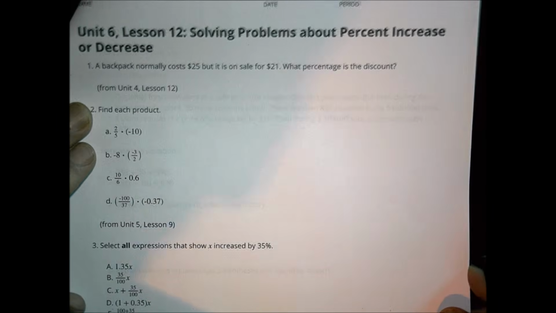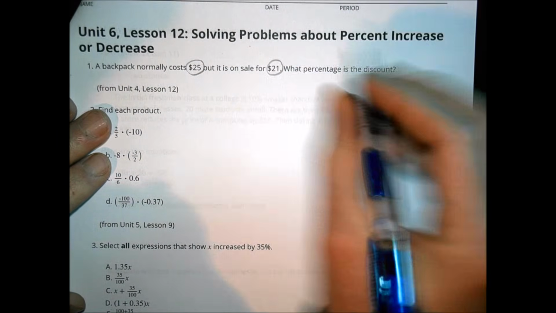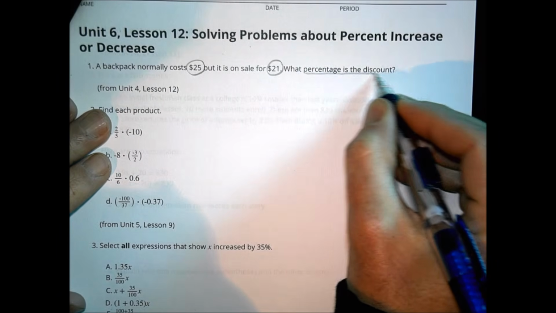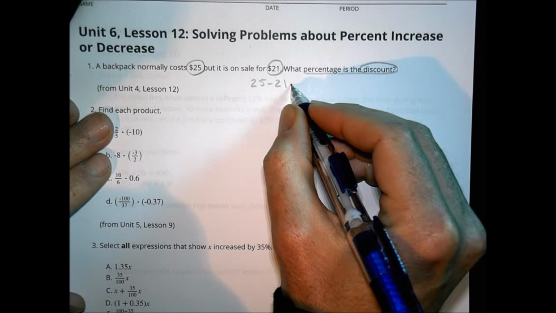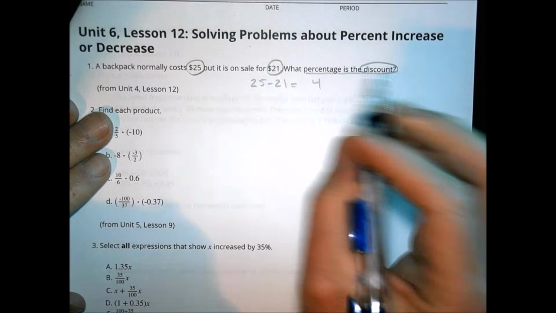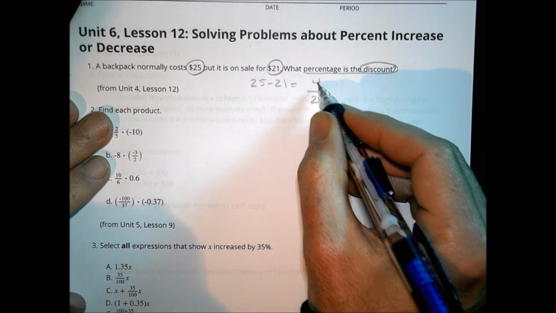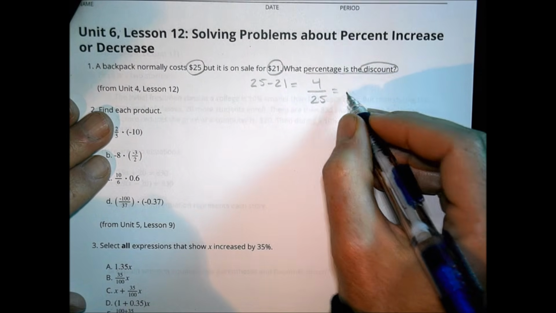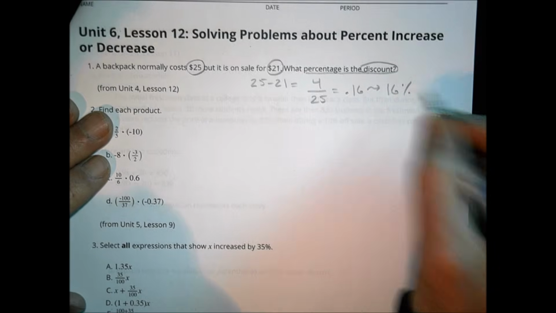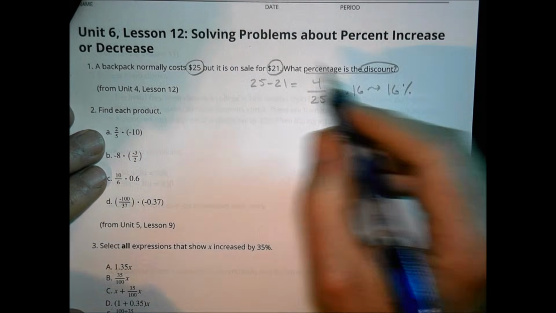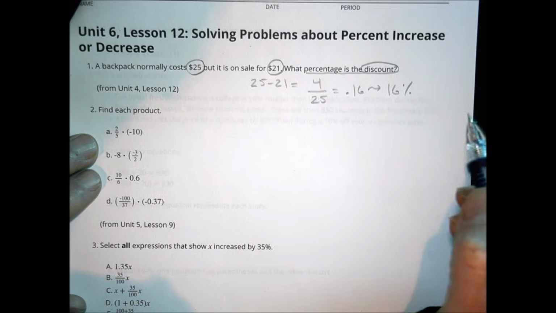Number 1. A backpack normally costs $25, but it's on sale for $21. What percentage is the discount? So we had 25 and it went to 21, which means that it went down $4, and it went $4 down out of the original price is 25. So $4 out of $25 becomes 0.16 of the decimal, or in our case here's a percentage, it's a 16% discount, right? Because the original was 25%, that's 100%, minus $21, so that becomes the 16%.